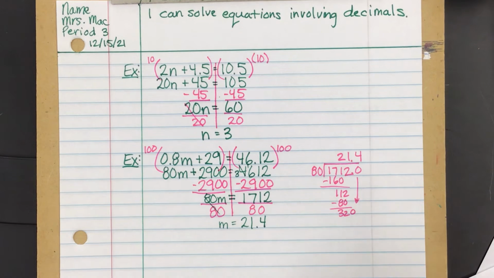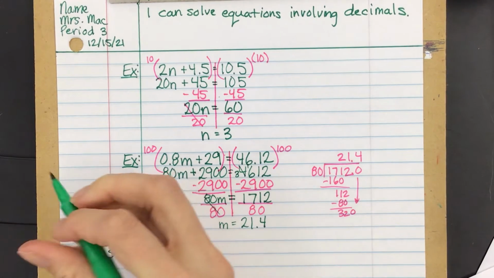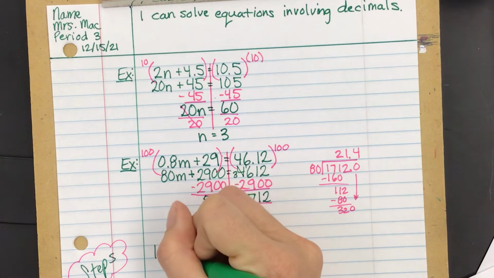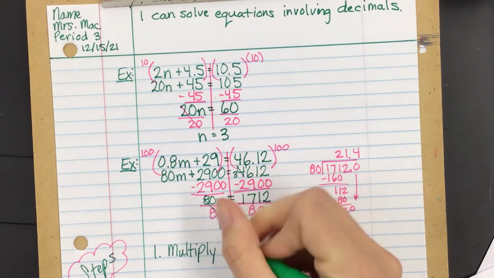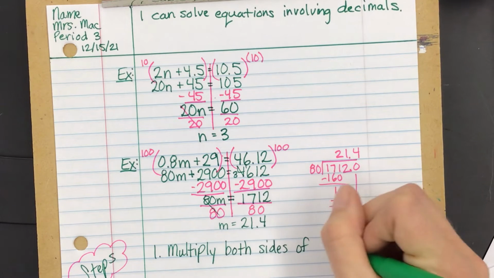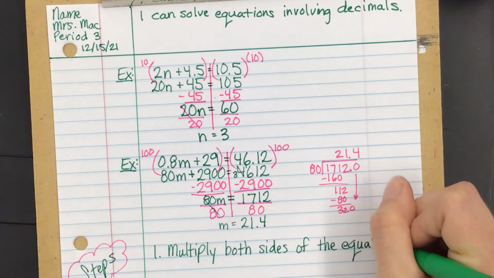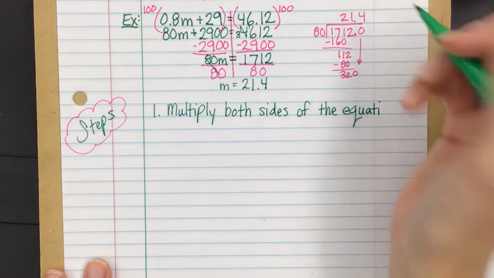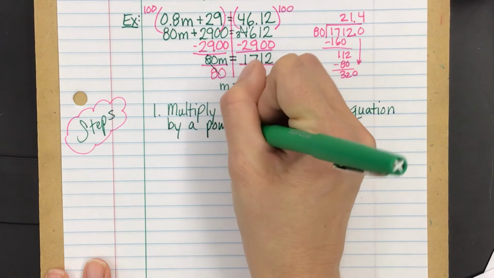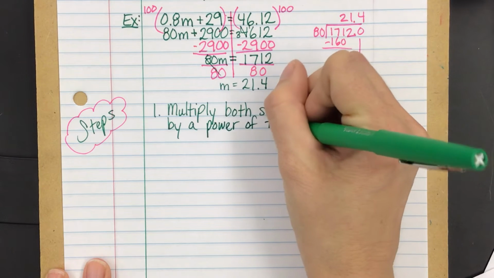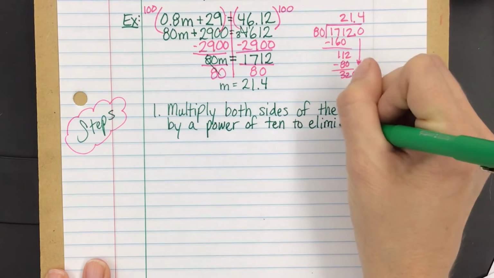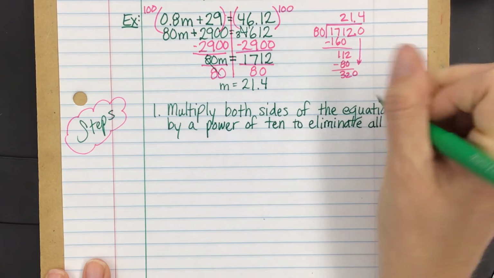Okay, so let's write the steps down, and then I'll have you try this out on your own. Step 1: multiply both sides of the equation by a power of 10 to eliminate all decimals.